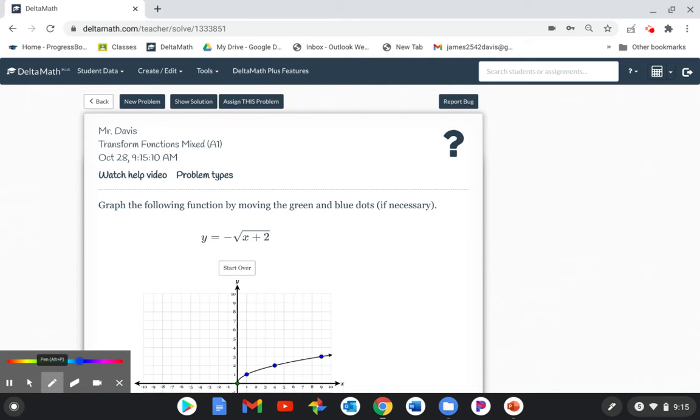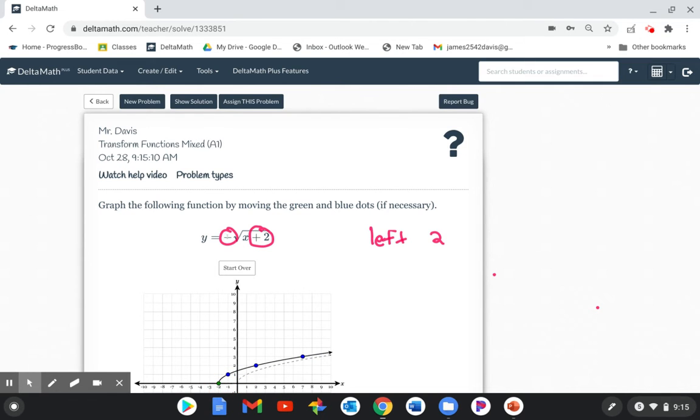All right, let's think about the order on this one. We've got two things we need to do. We have a +2, and then we have a minus on the outside. So we want to do inside out, which means we're going to do that +2 first. That +2 tells us we're going to move left 2. Let's go ahead and take the function, the green one here, move it left 2.